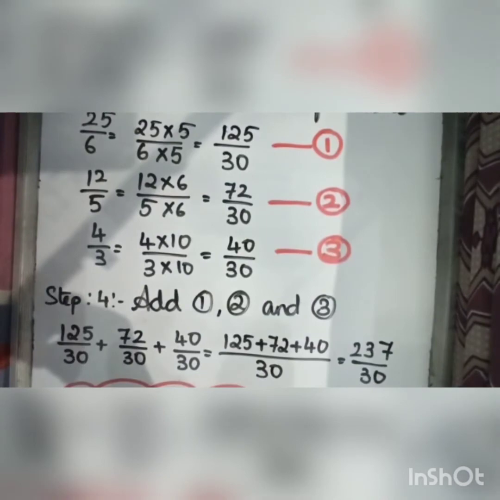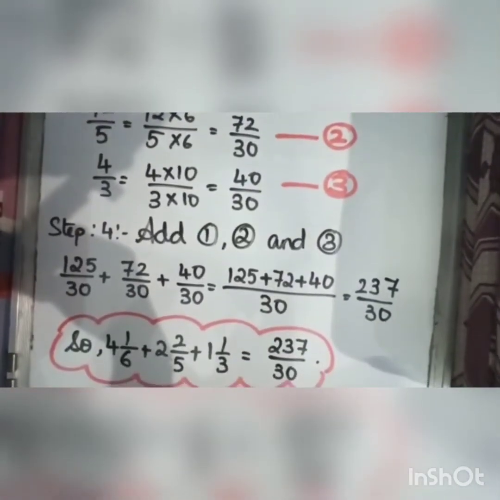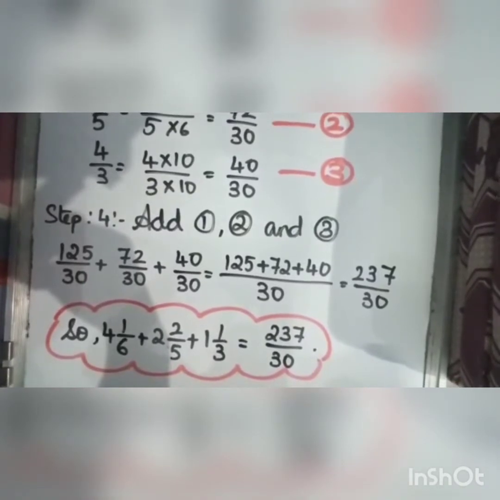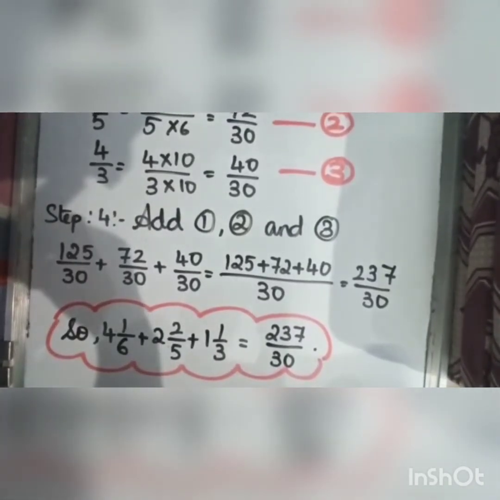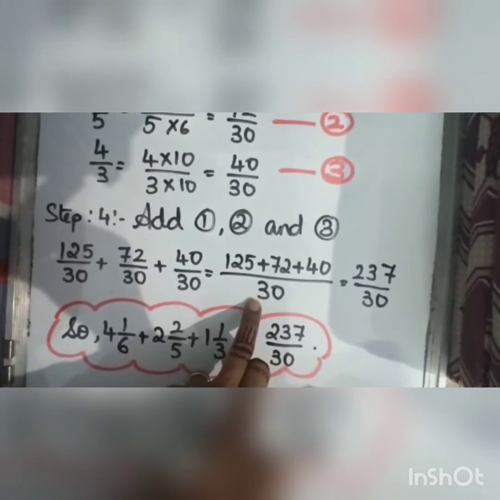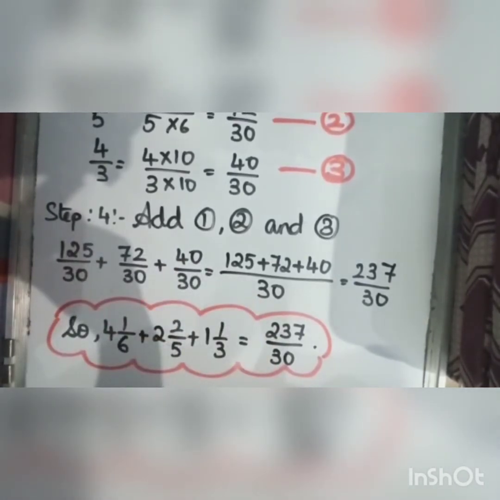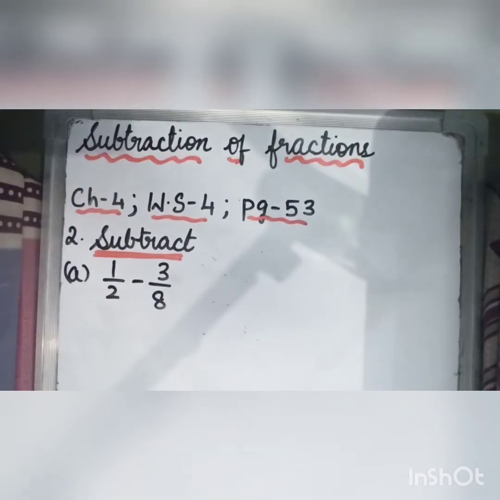Now to add the given fractions, we have converted them into like fractions. Now we will add the like fractions and see what the answer is. 125 by 30, 72 by 30 and 40 by 30. So all the denominators are the same. We will write the same denominator and add the numerators, and the answer is 237 by 30.